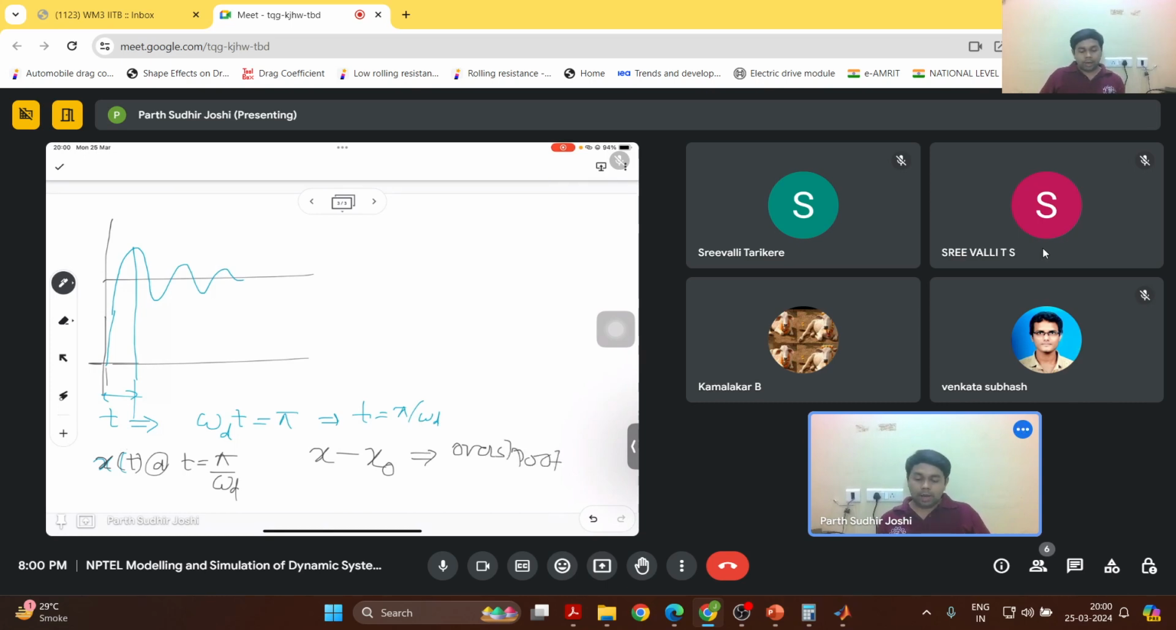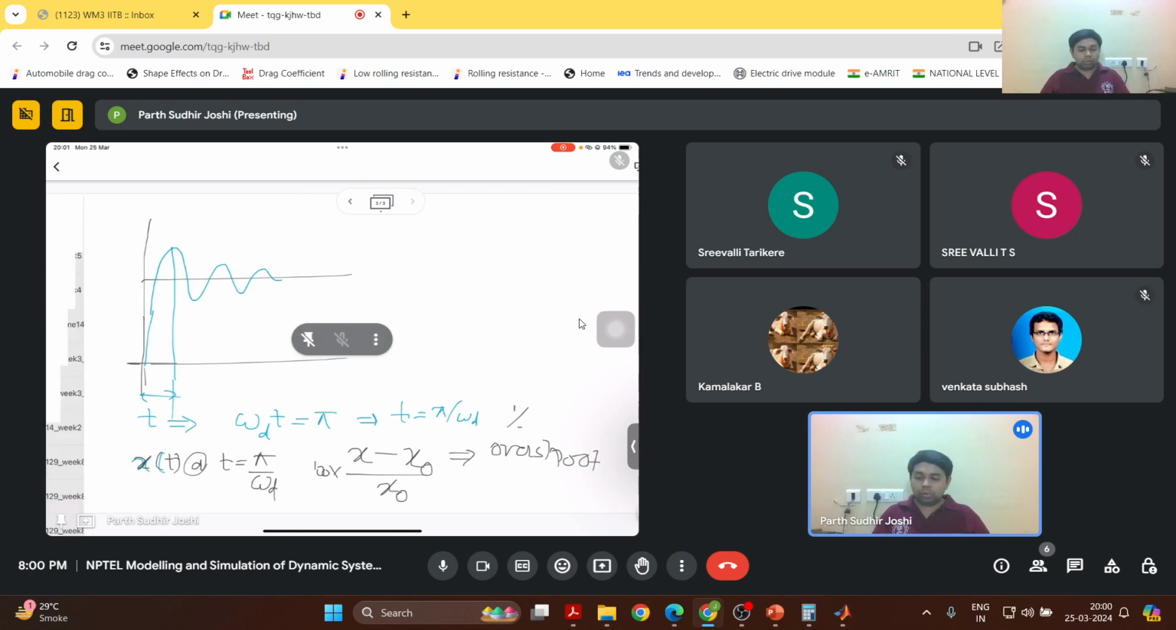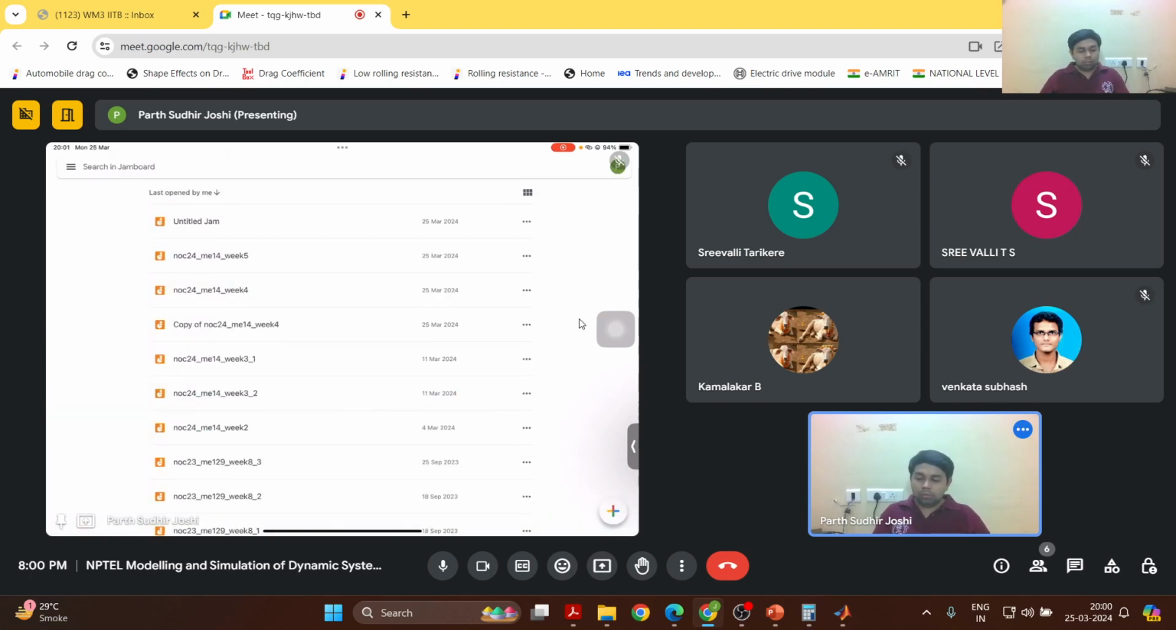That as a percentage of the steady state value, so x minus x naught upon x naught, will be our fraction of overshoot, and this into 100 will be our percentage overshoot. So that is how we generally find the value of the overshoot. Right now I'm just describing the method, so you can try on your own using this approach also. It should work.